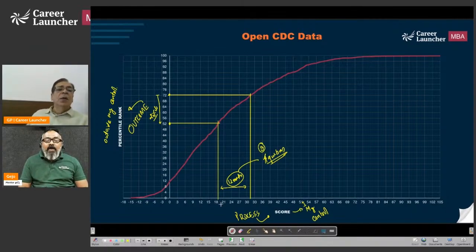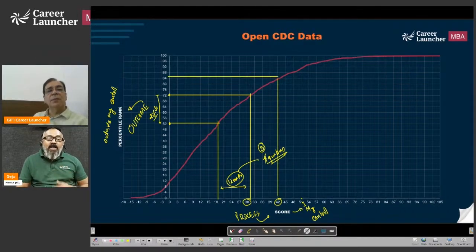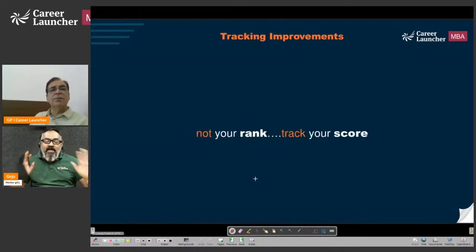So when you look at these small improvements from the 30s, if your score moves to the 40s, say another three questions that you get, you start seeing the percentile story change, and immediately you're jumping to about 85 percentile. This fluctuation is very difficult to understand because the graph is not linear. So the percentile rank is very difficult to understand. Like GP said, it is not within your control. So we are first making a statement: don't track your rank, track your score.